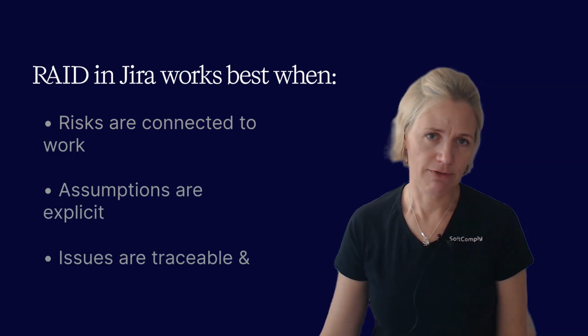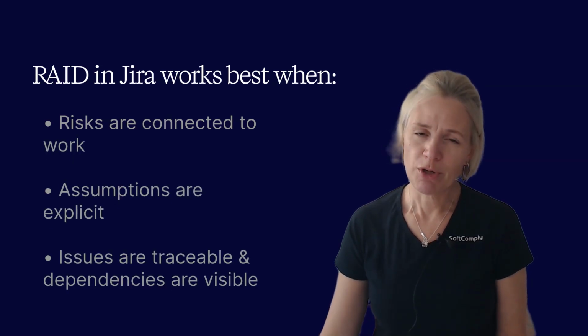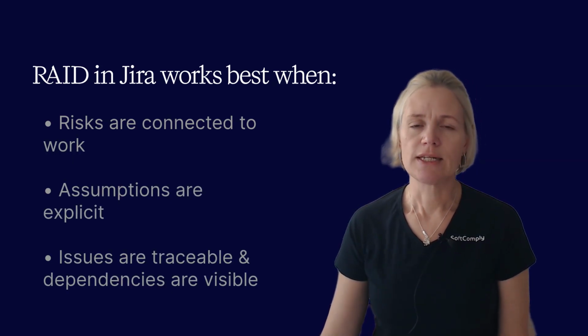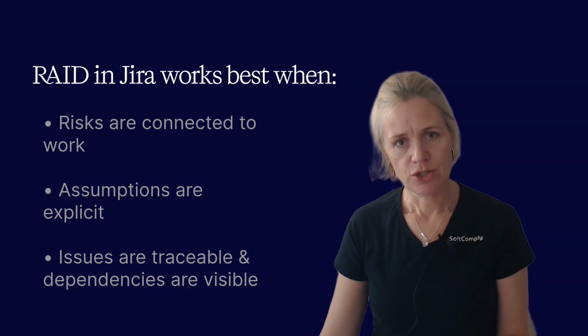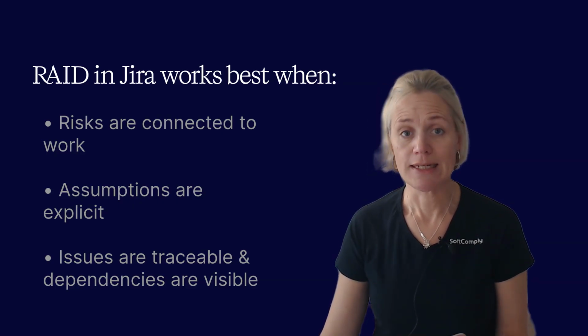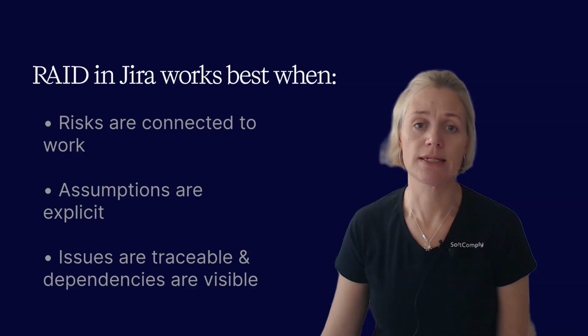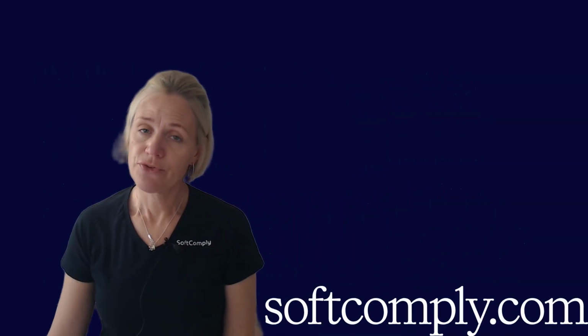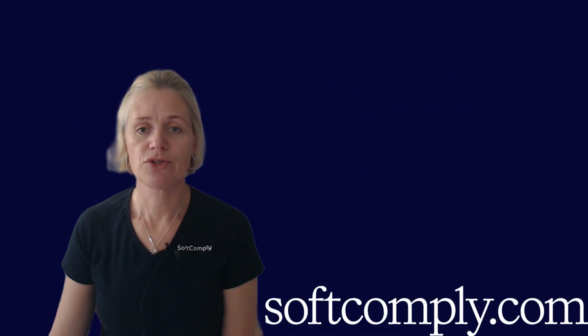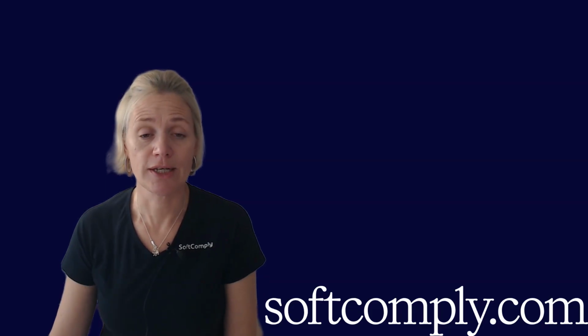If your risk register feels heavy but ineffective, the problem probably isn't RAID. It is where and how you're using it. RAID works when your risks are connected to your work, assumptions are explicit, issues are traceable, and dependencies are visible. And Jira gives you that without extra process. If this resonates with you, you're probably already doing most of this work, but it's just not yet connected.